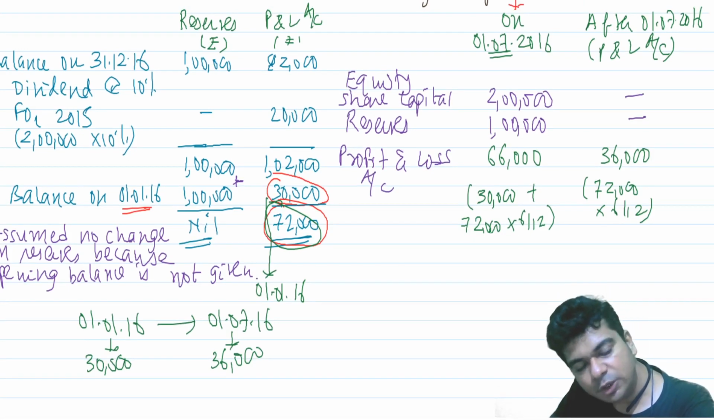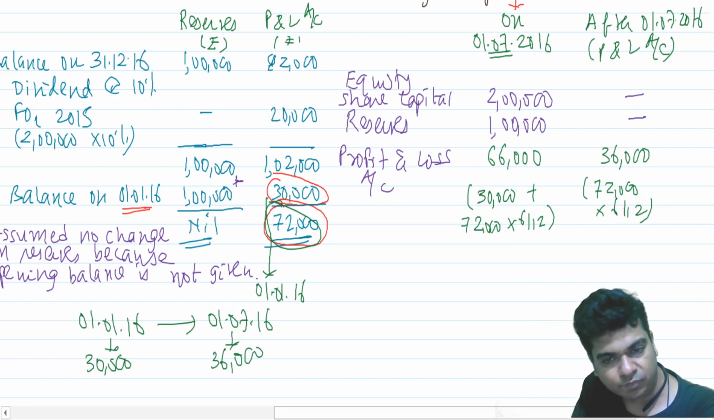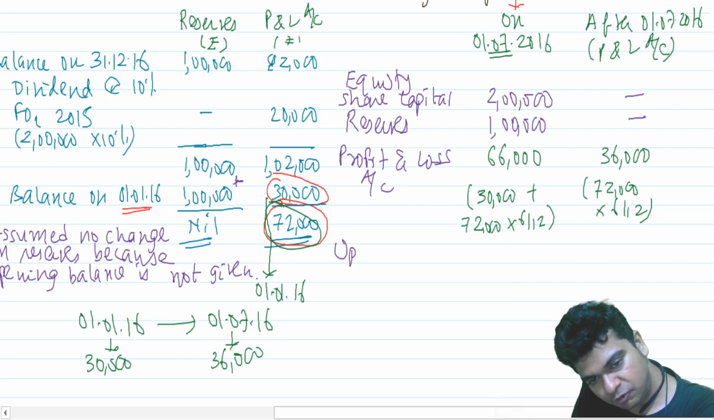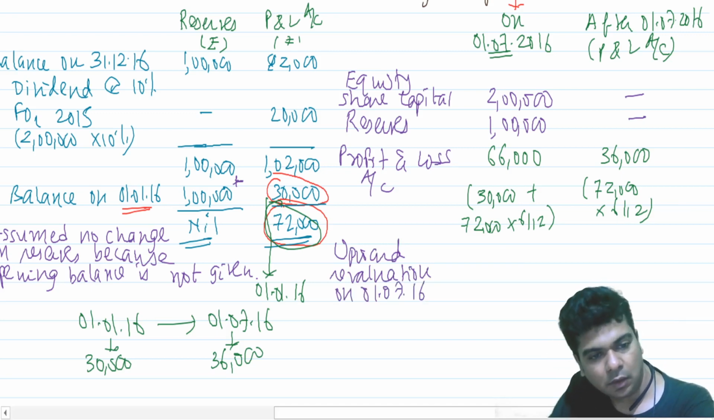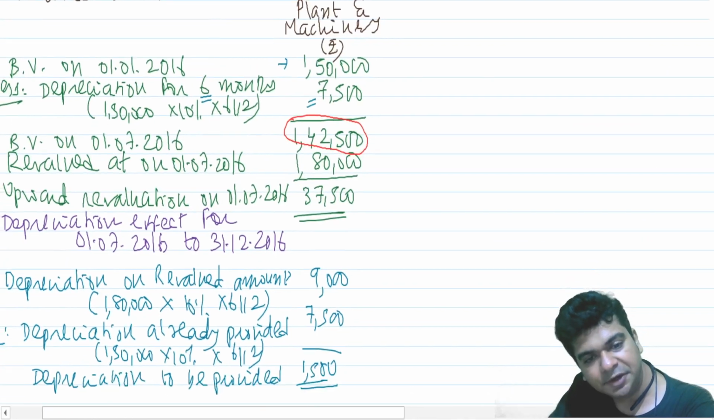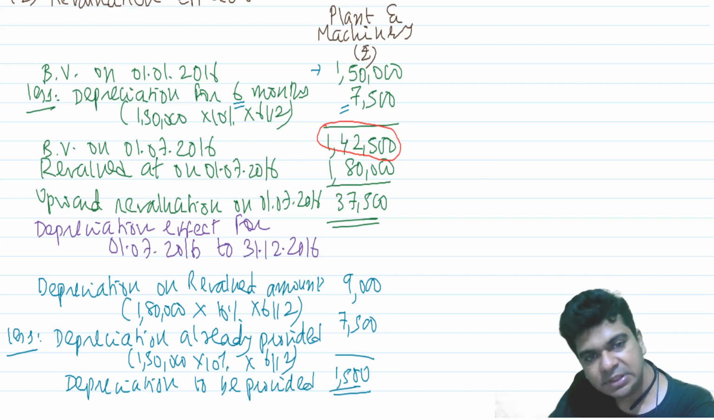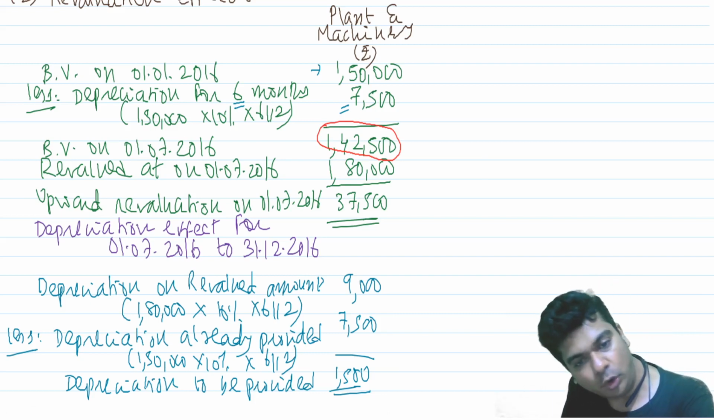We have done revaluation of the plant and machinery, so we say upward revaluation. And remember, revaluation is done on 1st July 16, right? If you see the working note of the revaluation, here it is. Remember this, I'm just showing it to you once, and then I'll put it directly in the working note.